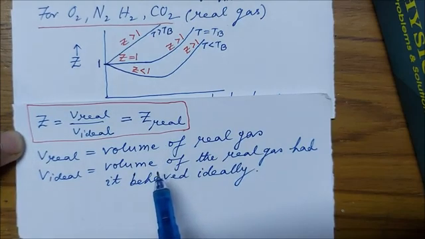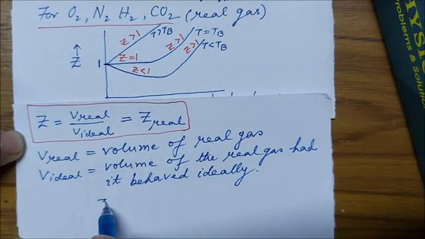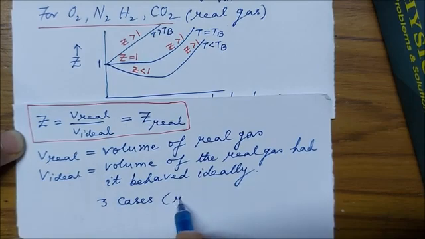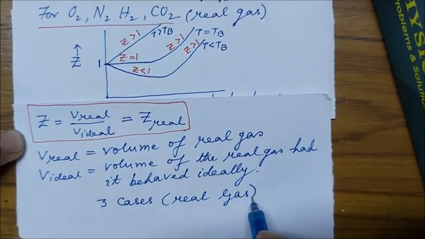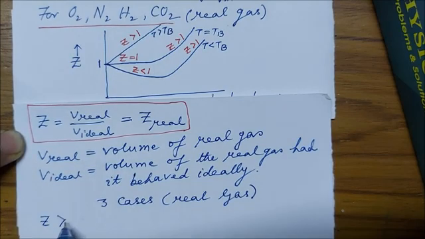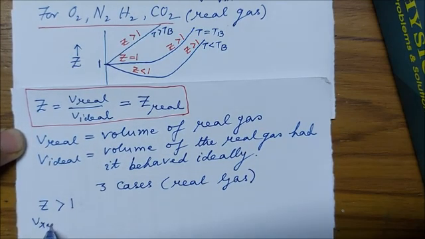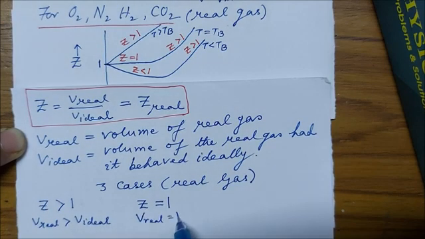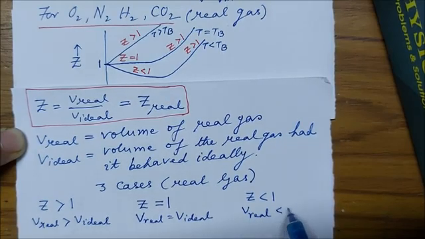In view of this graph of Z versus P, and due to this relation, further discussion will be easy if we divide things into 3 cases, depending upon the values of Z, namely Z greater than 1, at which V real is greater than V ideal, and then we can consider Z equal to 1, which corresponds to V real equal to V ideal, and finally Z less than 1, for which V real is less than V ideal.